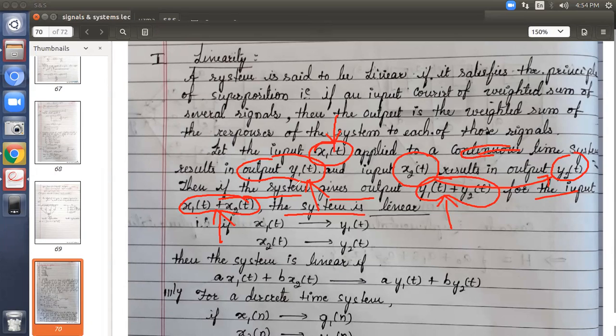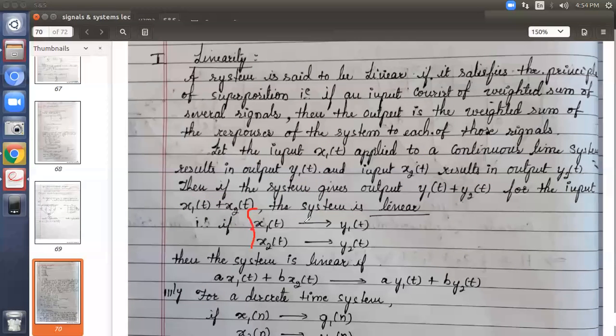Now, how can I write this in terms of an equation? If x1 corresponds to the output y1, and x2 of t gives the output y2 of t, then the system is linear if I take the weighted sum. I don't know what these weights are. It may be 1, 1 or it may be 1, 2, 3, whatever. a, b are some numbers. So if the input is a weighted sum of x1 and x2, then the output is the weighted sum of y1 and y2. This is how we mathematically represent linearity.